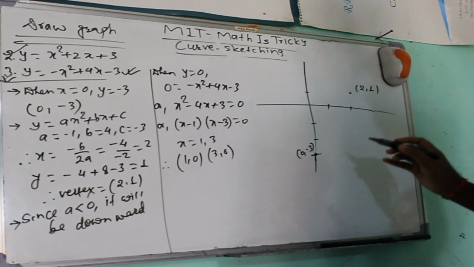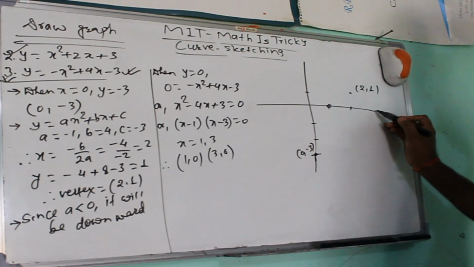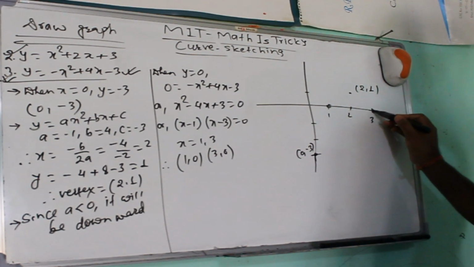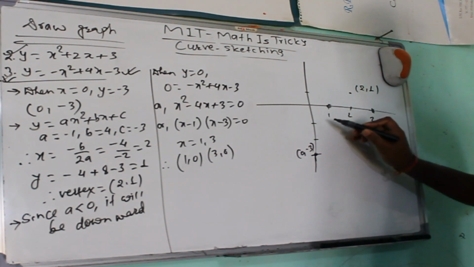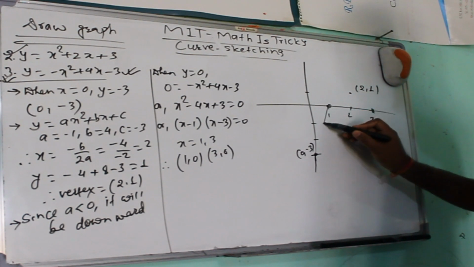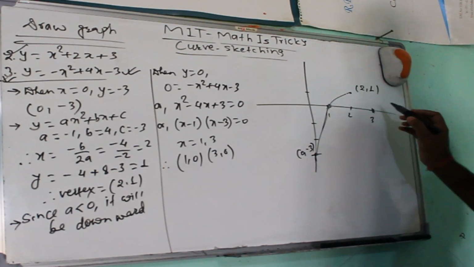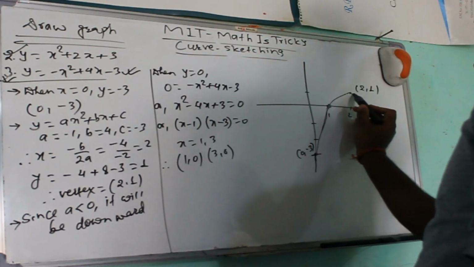From this we have the idea: (1, 0) is here, (3, 0) will be somewhere 1, 2, 3. So (3, 0) is here. So now if we plot all the points here, we'll get the graph. So this is our graph.